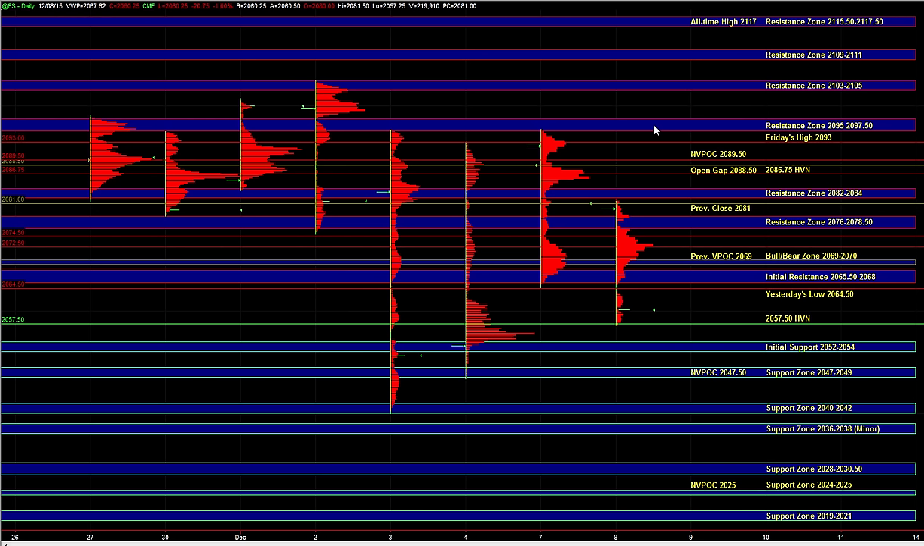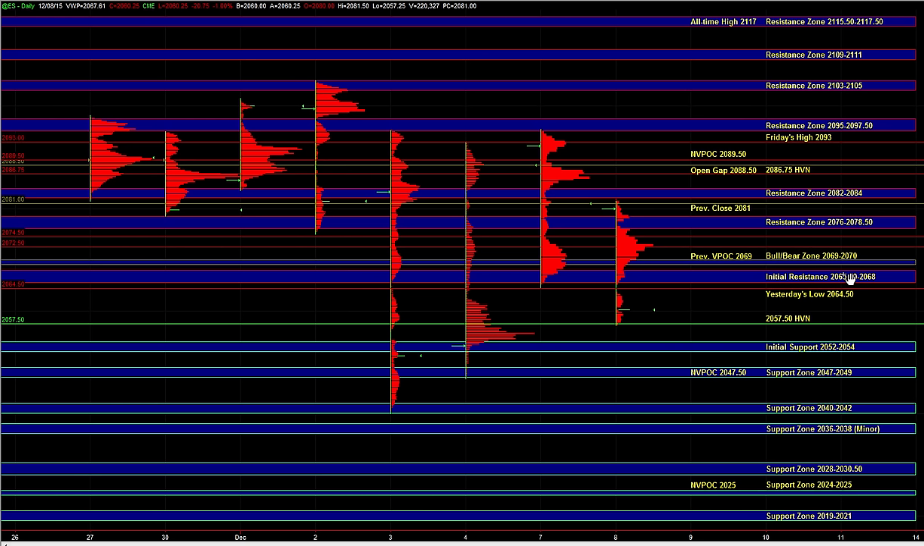So right now, on the larger time frames, we can see that the market is still technically within a balance, but the sell side is dominant within that balance. And that's why our focus is going to remain on the short side, below previous day's low, below the bull bear zone and the initial resistance zone. So as long as we're holding below 69 to 70, the focus will be on selling pops, looking for a move down into at least 52 to 54.